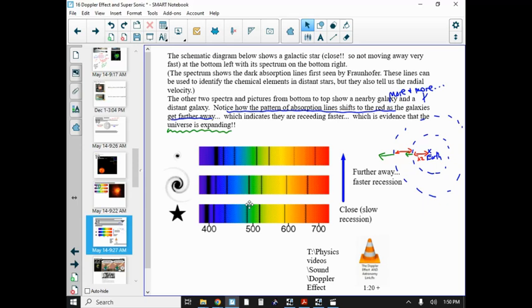So what's found is that the farther away something is, the more it's shifted into the red, which shows that things are moving faster, moving away from us faster and faster, the further away they are. And that's actually direct evidence of the expansion of the universe itself. Okay, so the more space there is between Earth and the object, the more expansion there is.